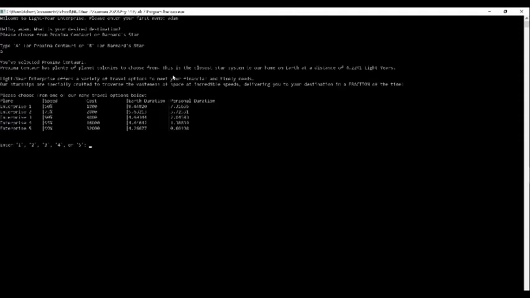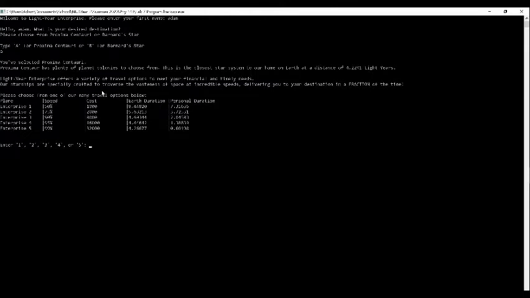Welcome to Lightyear Enterprise. Please enter your first name. Hello, Adam. What is your desired destination? Please choose from Proxima Centauri or Barnard's Star. Alright, I'm going to choose Proxima Centauri. Proxima Centauri has plenty of planet colonies to choose from. This is the closest star system to our home on Earth at a distance of 4.2241 light years.